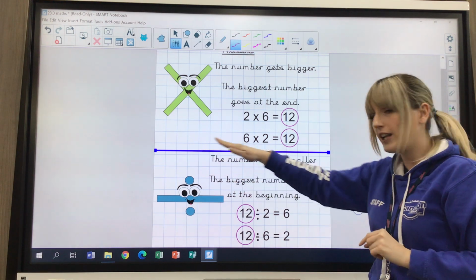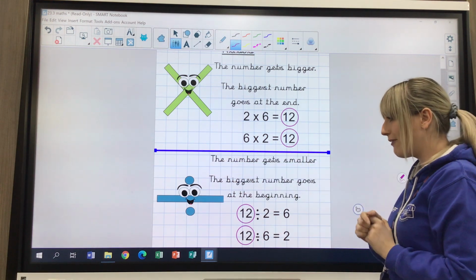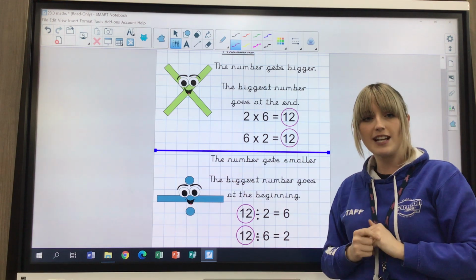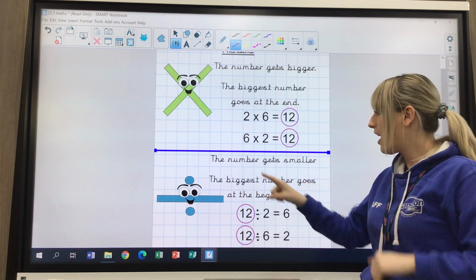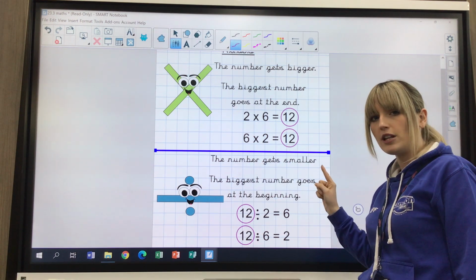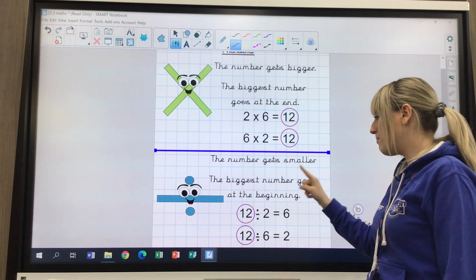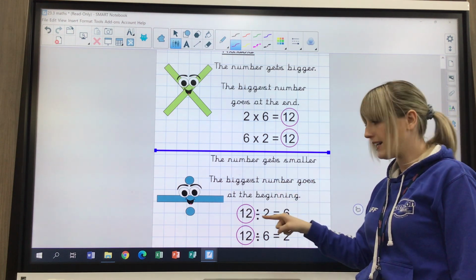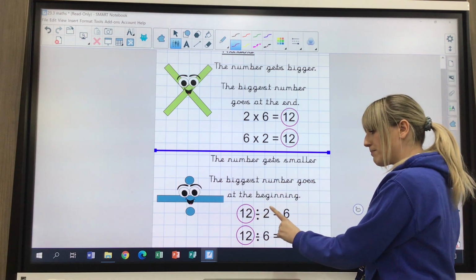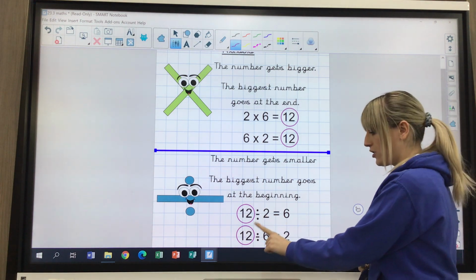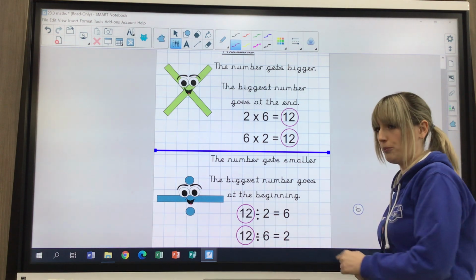Then you can put a little line to separate them like I have. And I want to see a division sign. So you'll divide. The number gets smaller. The biggest number goes at the beginning. So 12 divided by 2 is 6. 12 divided by 6 is 2.